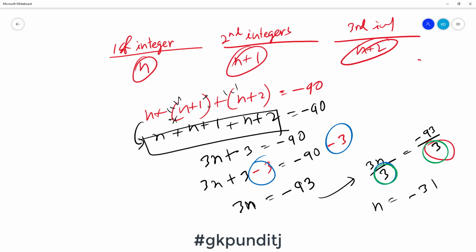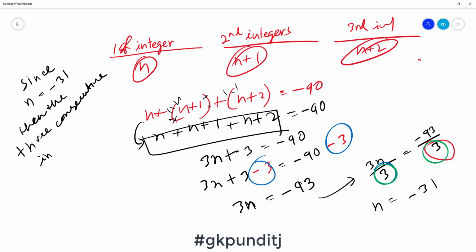Okay, so since n equals minus 31, the three consecutive integers are minus 31, minus 30 and here minus 29.